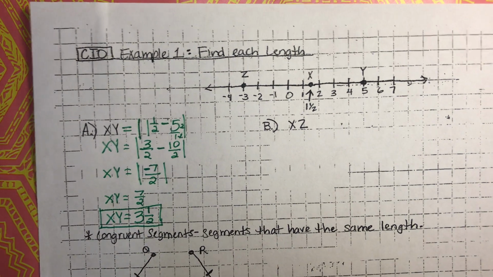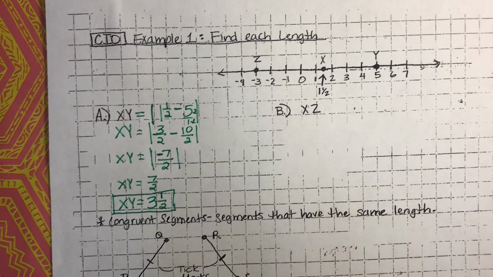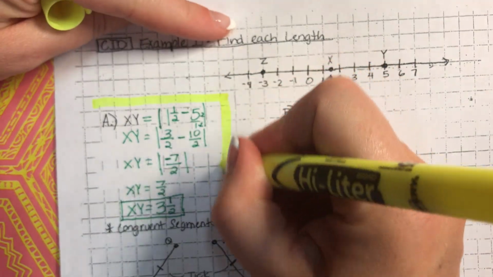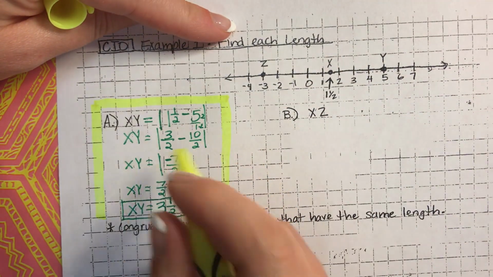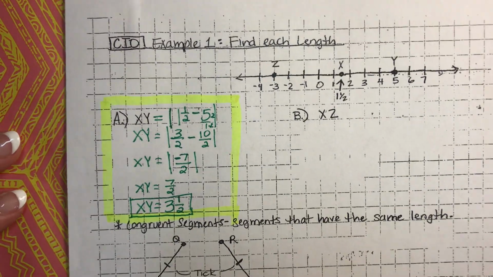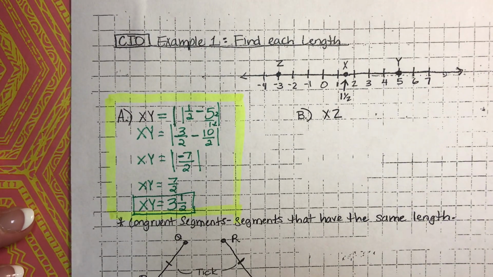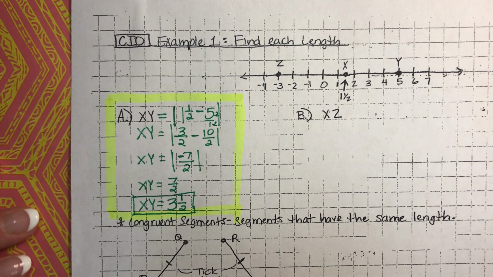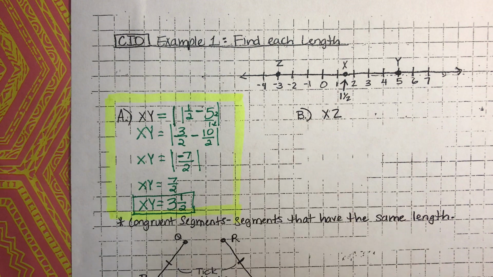So your answer should look like this, right here. If it doesn't, then I want you to erase what you have and write down what I have. Okay, so you should be writing in pencil. Make sure you have a pencil when you're doing these notes. All right. Let's move on to B. So B.